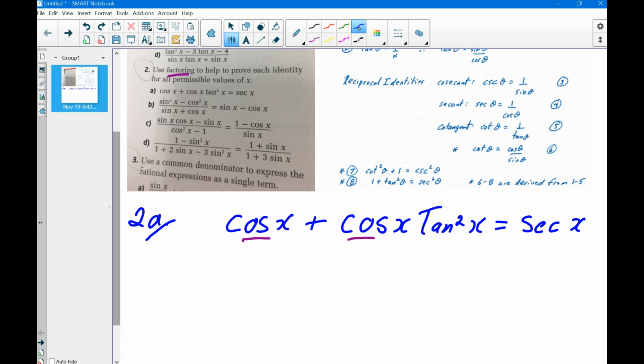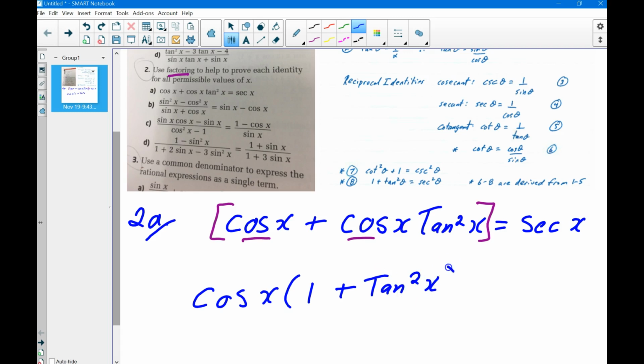If I were to factor cosine out of this piece right here, then I want to have cosine x outside of 1 plus tan squared x, equals secant x.